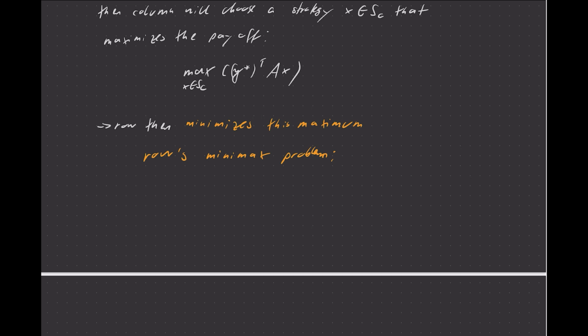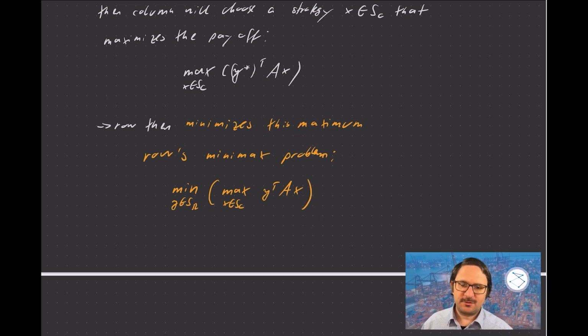And that leads to Rao's optimization problem, and that is now a minimax problem. So what Rao wants to do is minimize over all strategies y in SR the maximum of y transposed Ax taken over all x in SC. So those are the different optimization problems that those players face.